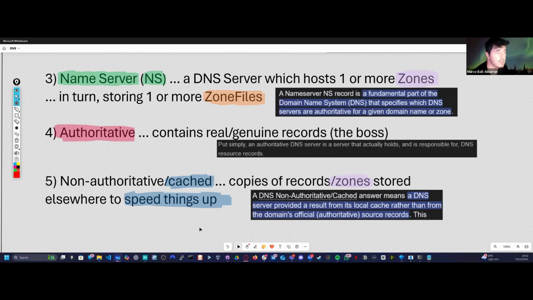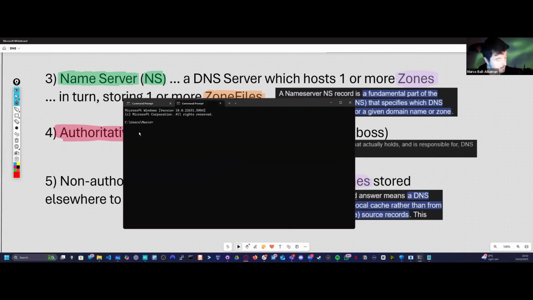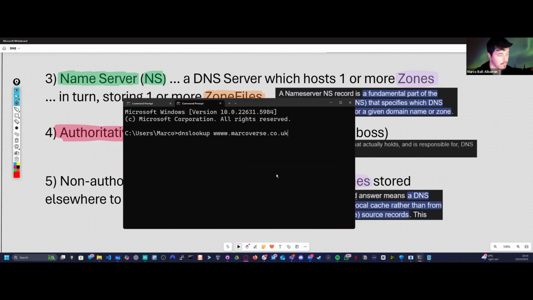And a cache, all that means is just to have some previously requested information to hand, so that upon future requests, future pulls, it can serve that up a lot faster. So your router, your local service provider, for instance, might be able to provide you a non-authoritative answer for whatever DNS lookup for www.markoverse.co.uk. Great website, just FYI.